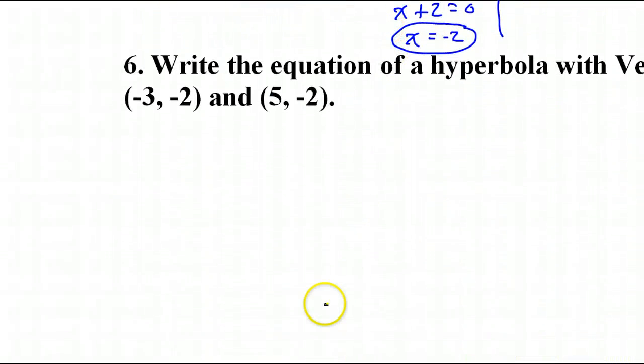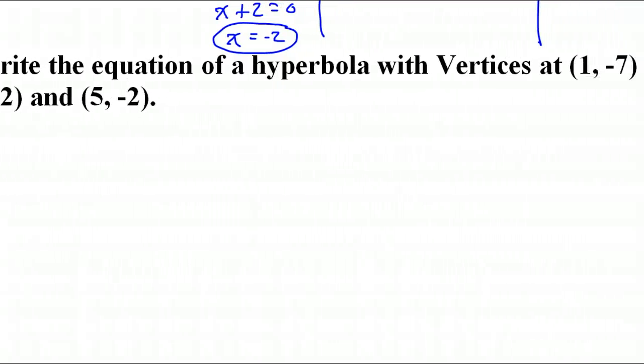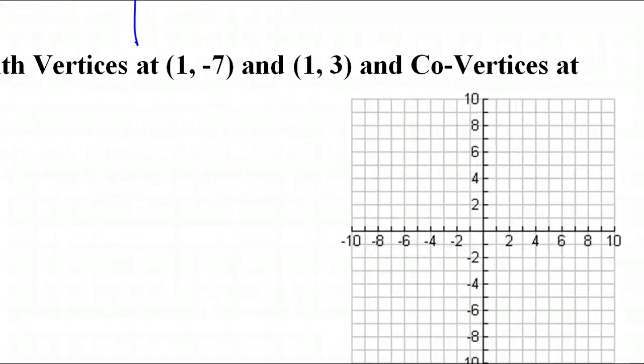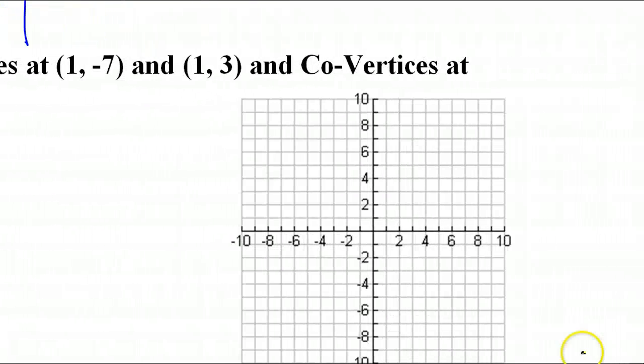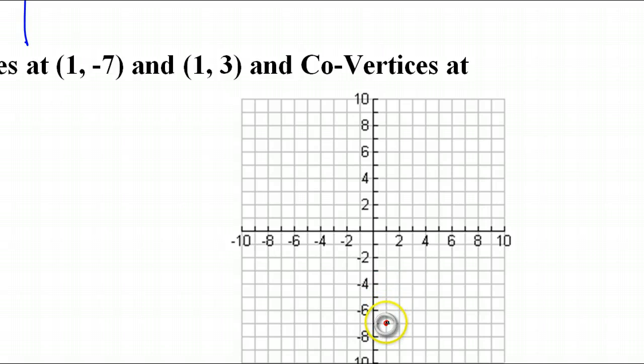Alright, let's move on to problem number 6. Write the equation of a hyperbola with vertices at 1, -7. Well, let's just do this as we go. So vertices at 1, -7 and 1, 3.